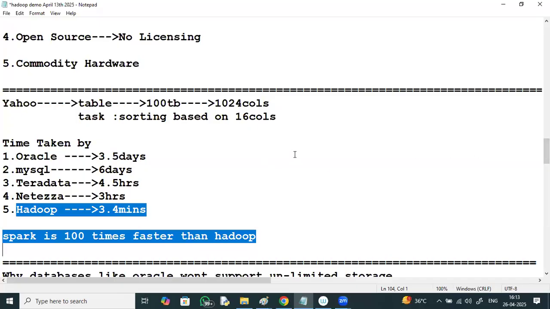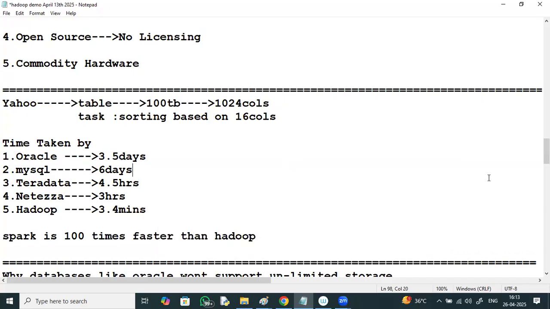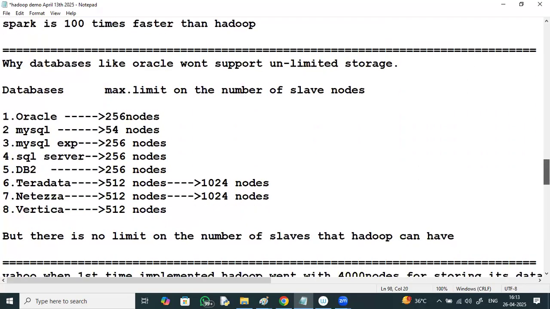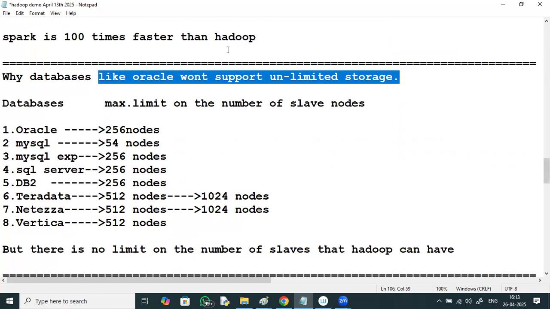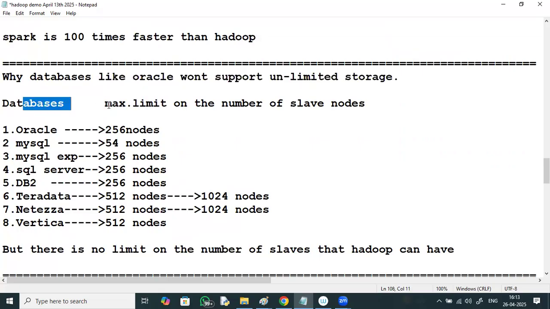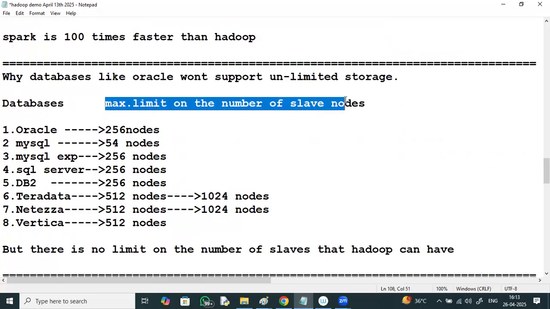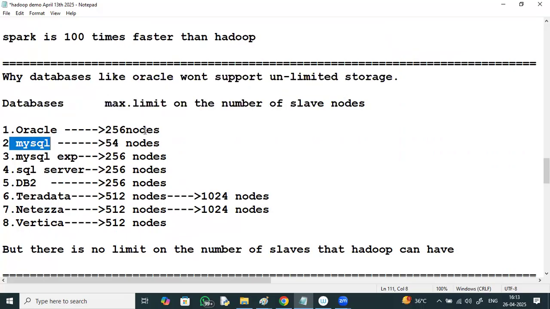And you may ask why databases like Oracle cannot support unlimited storage. Even in real time, databases like Oracle can go with multiple slave systems, but there is a maximum limit on the number of slave nodes they can have. Oracle can manage up to 256 slave nodes only. Beyond that, it cannot support.